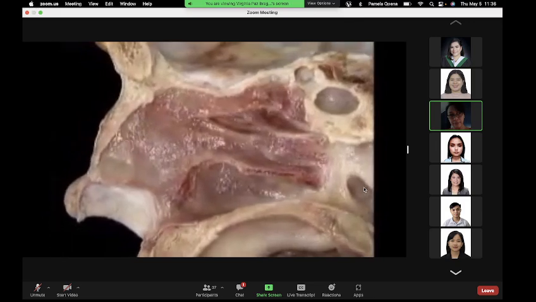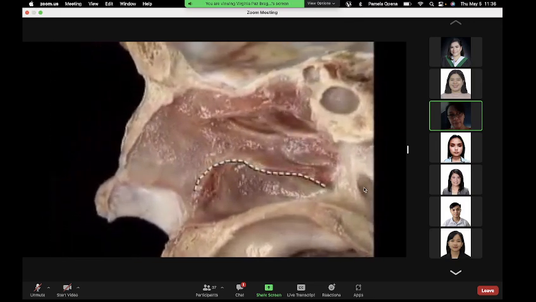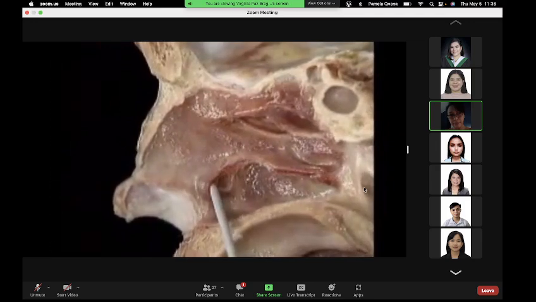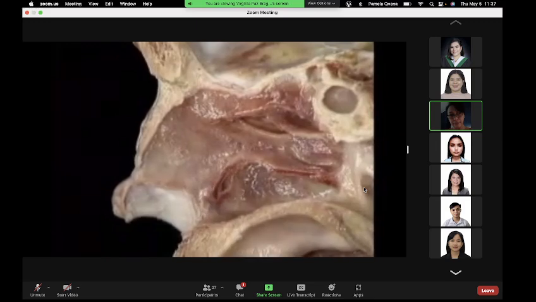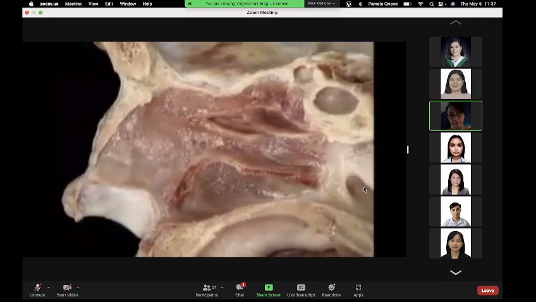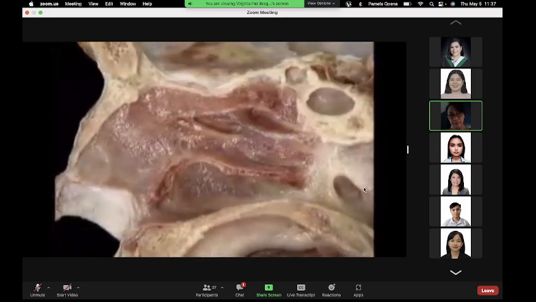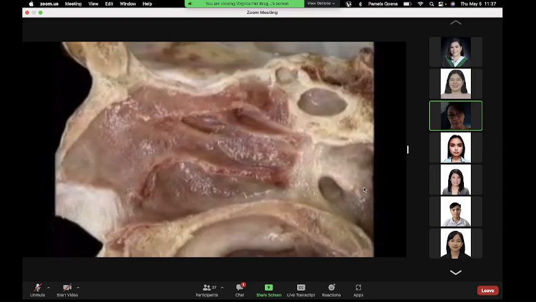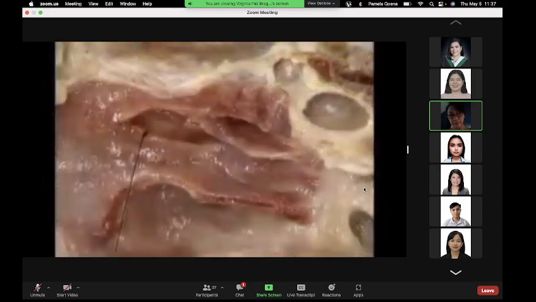The inferior concha was here. Here beneath it is the opening for the nasolacrimal duct. Beneath the middle concha, which was here, is a deep groove called the semilunar hiatus. To see where this leads, we'll retract its lower border with this thread.